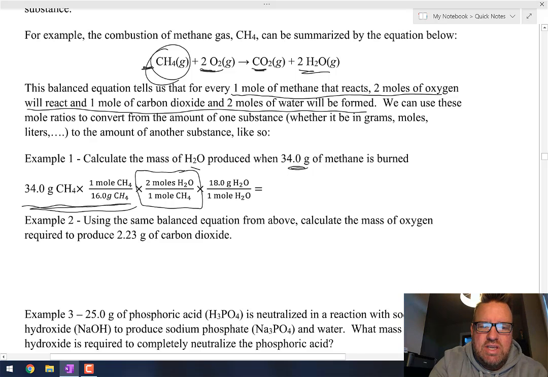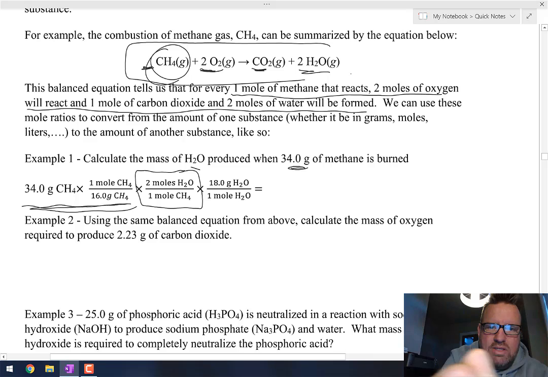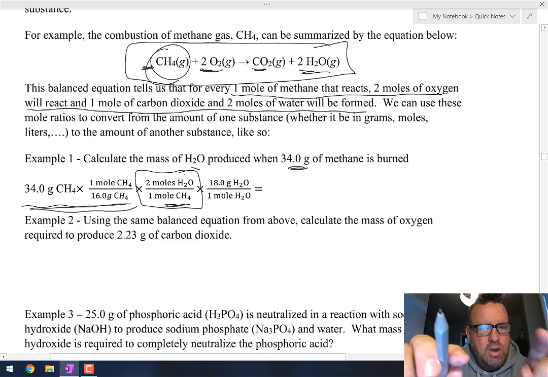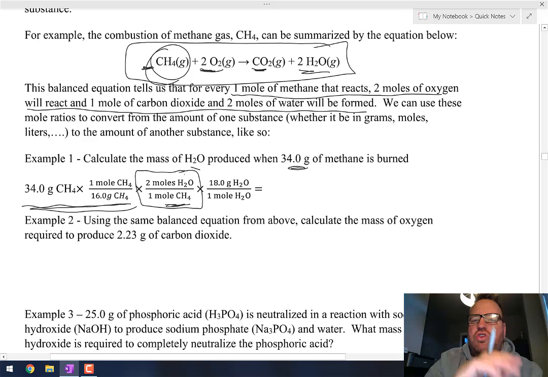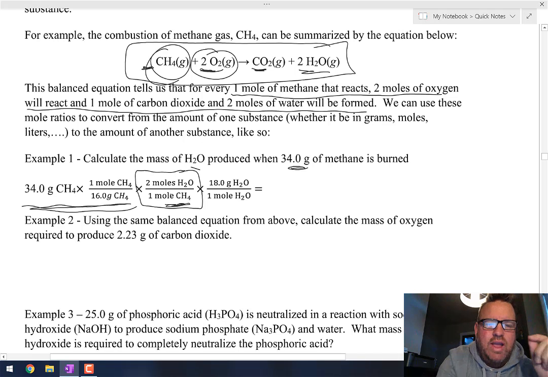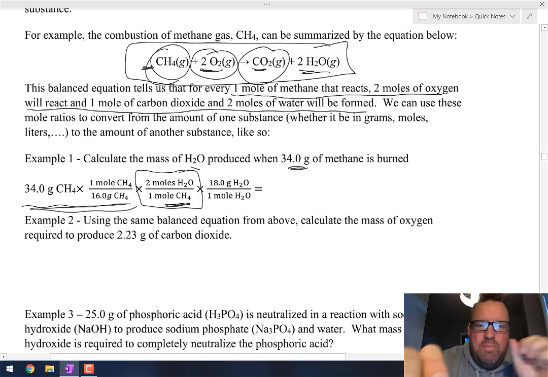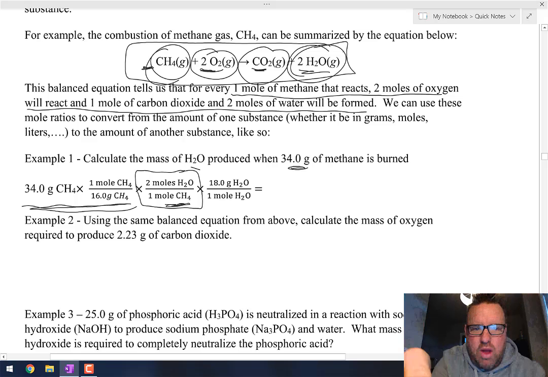Okay, that's my step where notice that I'm converting. I'm using my balanced equation and I'm converting from one of the components of that reaction to any of the other components. I could convert from moles of CH4 to moles of O2. I could convert from moles of CH4 to moles of CO2. But because the question's asking us about water, I'm going to convert from moles of CH4 to moles of water.